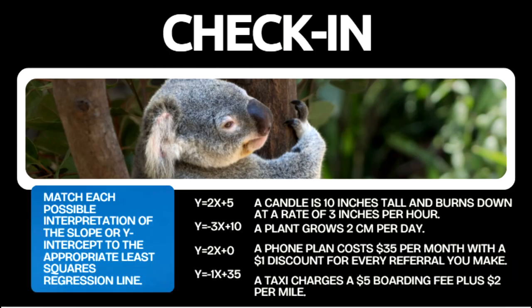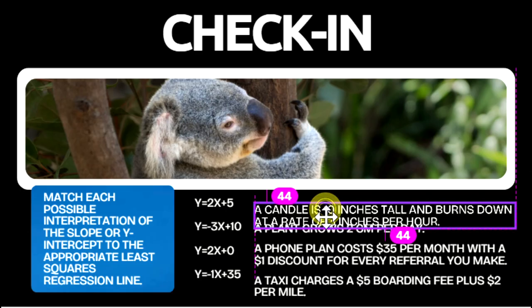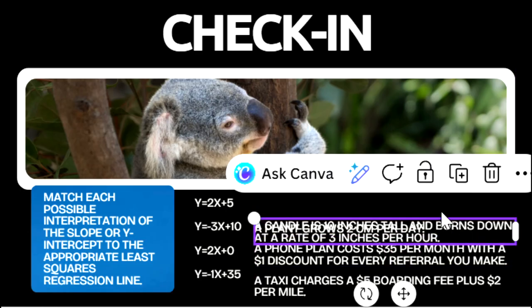Here's a check-in. Match each possible interpretation of the slope or y-intercept to the appropriate least squares regression line. So here we have our formulas, and here we have definitions. Our first one says a candle is 10 inches tall and burns down at a rate of 3 inches per hour. So 10 inches tall is going to be our y-intercept. That's our starting point. And then it's going to go down 3 inches every hour. So that's going to be a -3. That means this one has to go with that one right there.